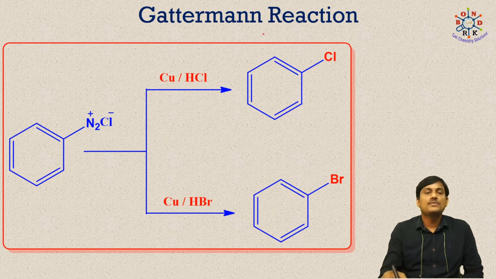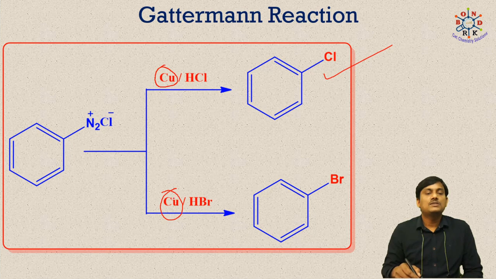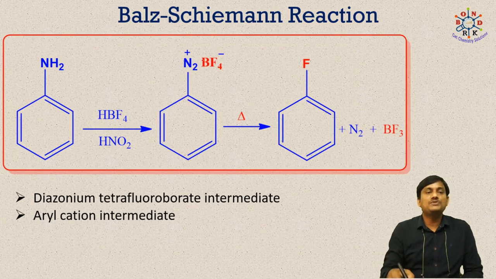Gattermann reaction, it's a modification of Sandmeyer reaction. In Gattermann reaction, instead of cuprous halides, we use copper powder. It's a heterogeneous reaction. When you treat the benzene diazonium chloride with copper in HCl, there is a formation of chlorobenzene. And when you treat with copper and HBr, there is a formation of bromobenzene. You cannot prepare fluorobenzene by using a Sandmeyer reaction and Gattermann reaction. You can prepare fluorobenzene by using a Balz-Schiemann reaction.